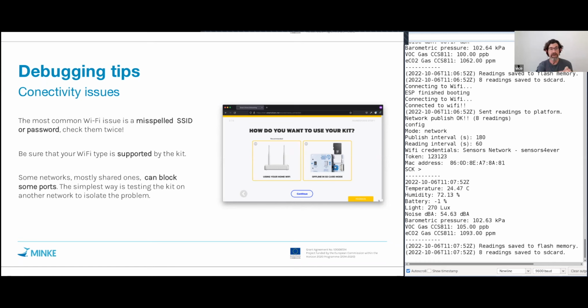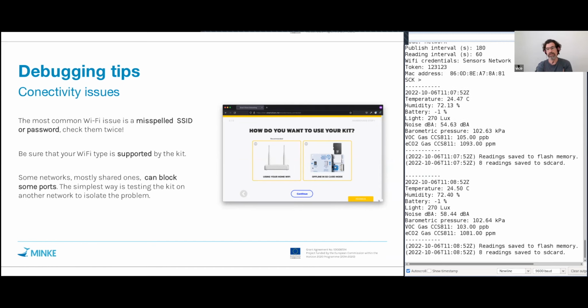Another common problem in connectivity is that the kit is too far away from the Wi-Fi network. The simplest way to check that is to take it closer to the Wi-Fi network temporarily and see if the error is fixed, and then see how far away we can go with the kit. Keep in mind that the antenna of the kit is not as big as the normal antennas in mobile phones or computers. So sometimes the range for the kit is a little bit smaller than we are used to in a specific Wi-Fi network.